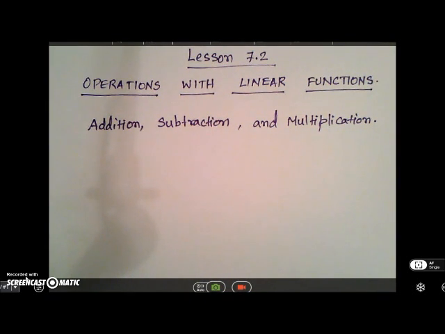So we have done this before. It's called simplifying an expression, but the only thing is they have given it as a function now. So how to do this? What do they mean by operations with linear functions?